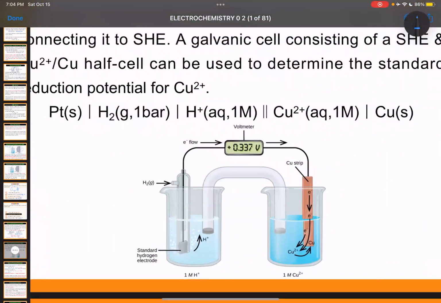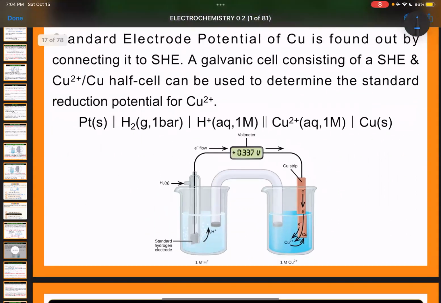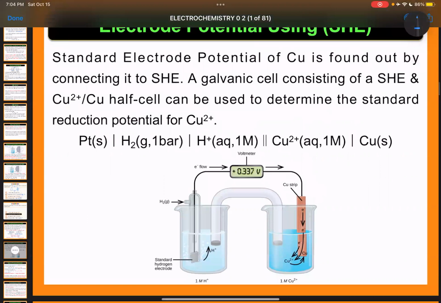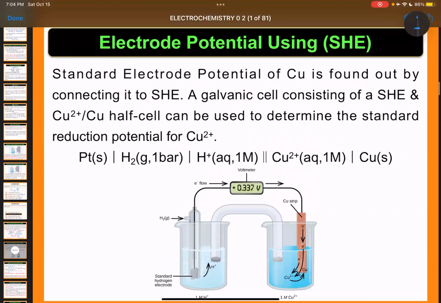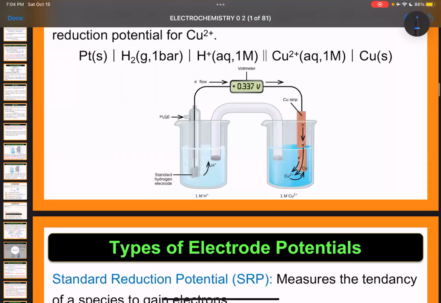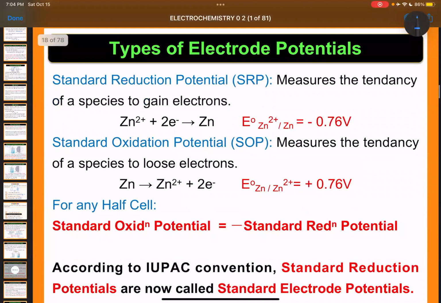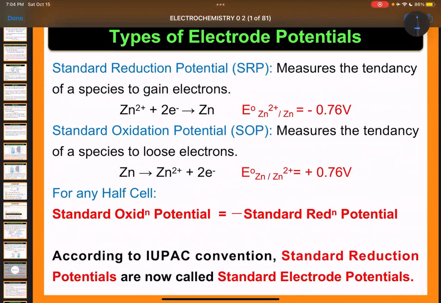Okay, this is how it is measured. You put a voltmeter and that lets you measure the electrode potential of copper, because this you have taken as 0. Clear? So now you have different electrodes, each one of them being measured against the standard hydrogen electrode, and you have the values of all the electrode potentials. So electrode potential, you know, can be standard reduction potential or standard oxidation potential.